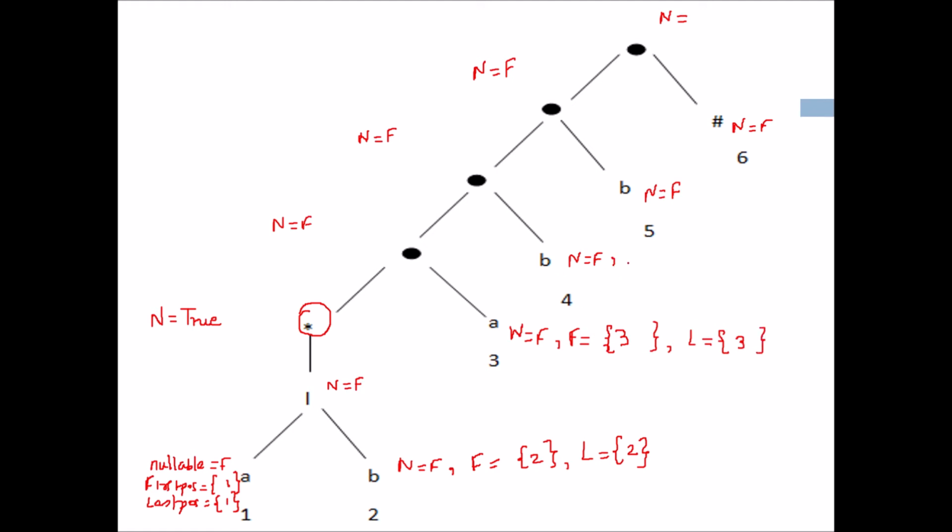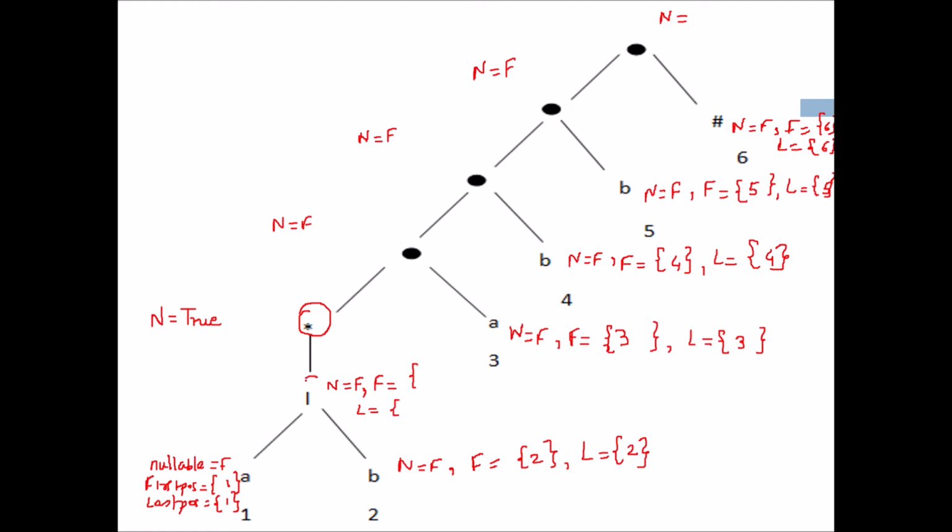So this B has position number 4. So the firstpos and lastpos value will be 4. Here we'll have firstpos value as 5 and lastpos value as 5. And here hash will have firstpos value as 6 and lastpos value as 6. Now we have written the firstpos and lastpos values for the leaf nodes. We will now write the firstpos and lastpos values for the remaining nodes.